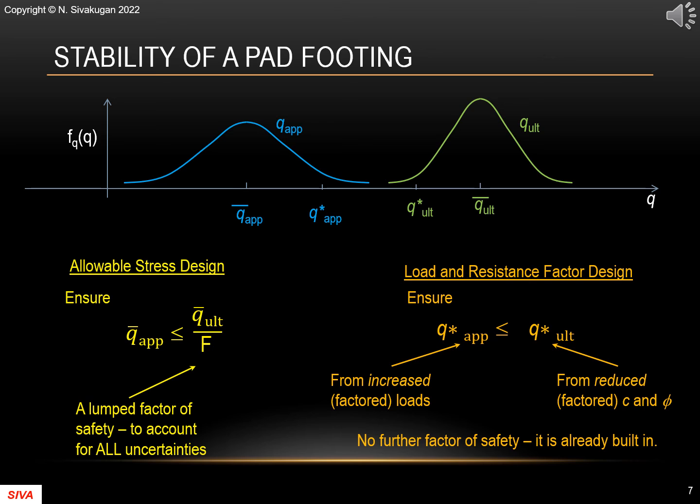We also underestimate the ultimate bearing capacity such that there is only a very slight probability of being less than this value QLT*. To do this, we reduce the strength parameters by multiplying by appropriate resistance factors which are less than 1. For the design to be satisfactory, the overestimated applied pressure QAP* must be less than or equal to the underestimated ultimate bearing capacity QLT*. No further factor of safety is required as it is already built in while we select these two values.